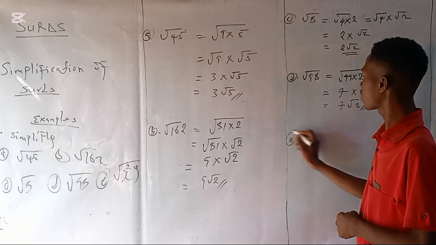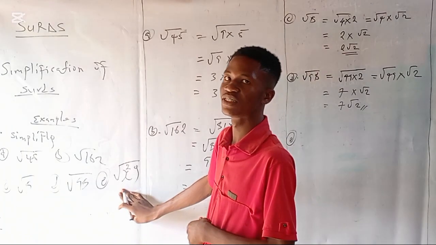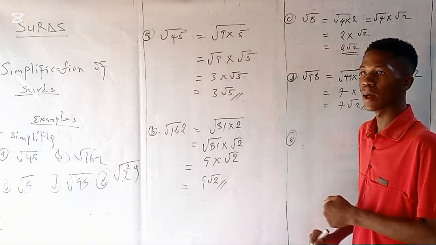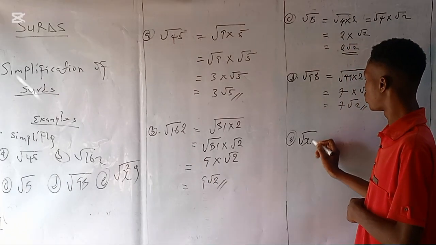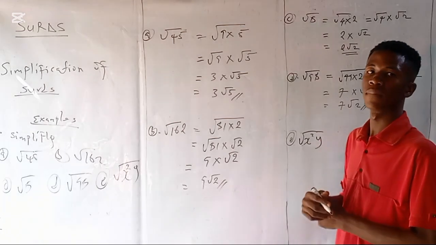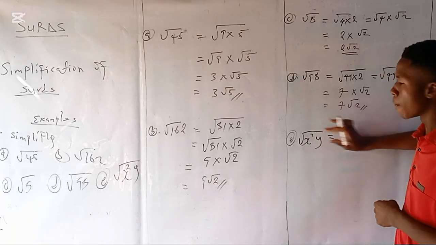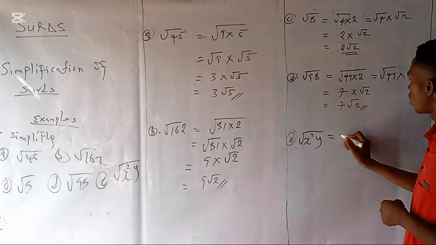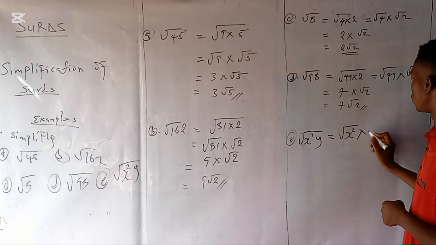That's E. This one involves a variable. I wanted you to solve this one, but let me solve it. Are we together? So what do we do now? We have root of s squared y. Are we together now? So what do we do now? We take the roots separately: root s squared times root y.